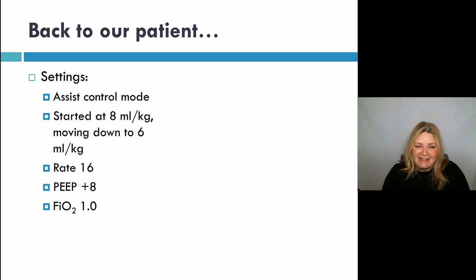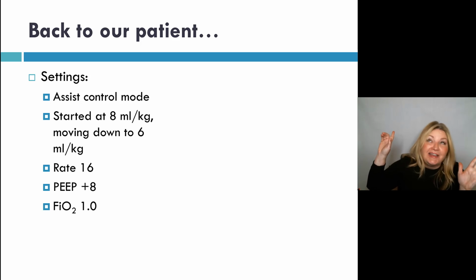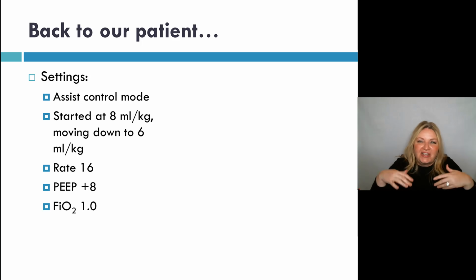We chose a rate of 16. So how do you choose the rate? And here's how you choose it. You look at your gas and you guess, right? You guess. I don't know. She had a really high PaCO2. What was it, in the 70s? So we're going to set her rate a little bit higher to blow off some of that excessive CO2.